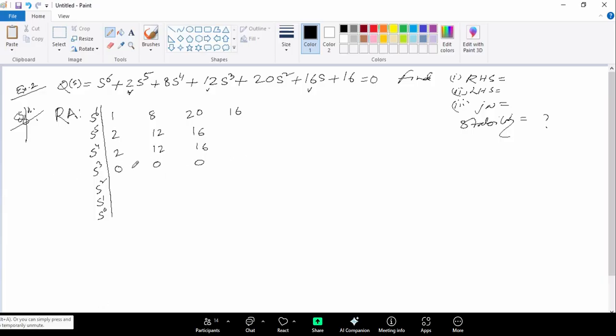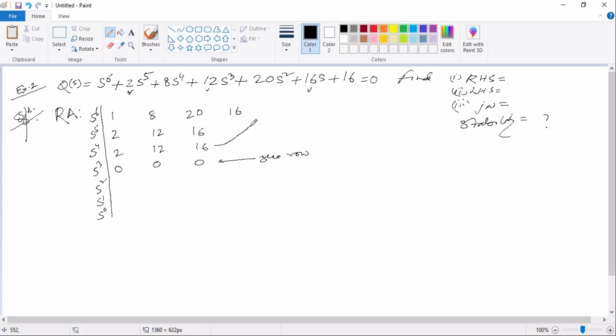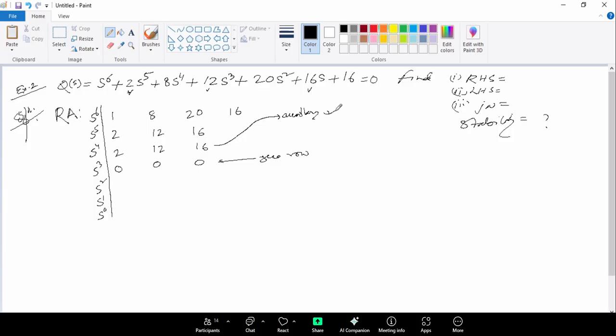Now, what happened? This is the 0 row. You are getting a 0 row here, right? When you get a 0 row, then what to do? You have to go for the auxiliary equation, and the auxiliary equation should come from the row above. So the row above is this one. So you go for the auxiliary equation. The auxiliary equation will be what?